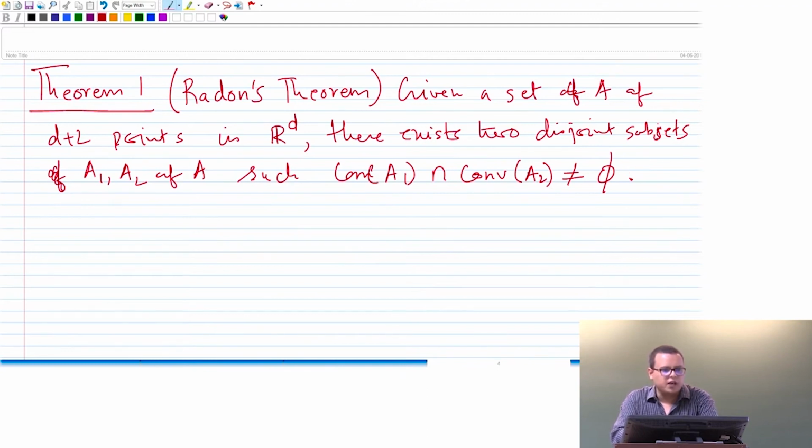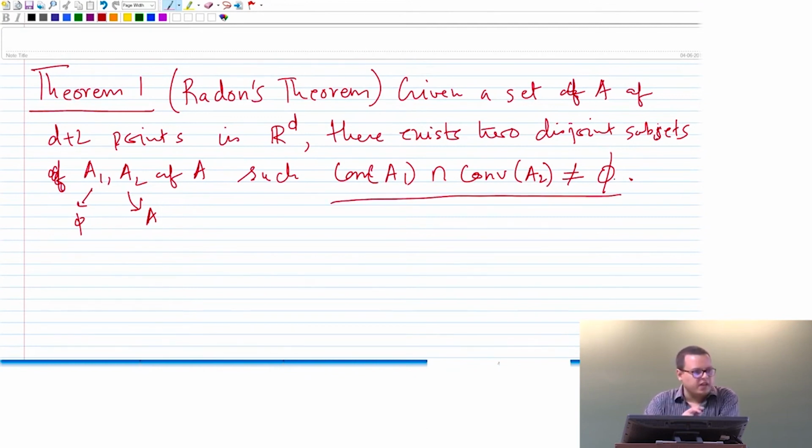I am saying the convex hulls intersect. Can this set itself be empty then? What is the convex hull of an empty set? It is an empty set itself, right. When I say disjoint, if I took one set to be empty and the other to be A, these would be disjoint sets, the intersection of A1 and A2 is empty. But when I say this, I mean A1 and A2 are disjoint and non-empty.